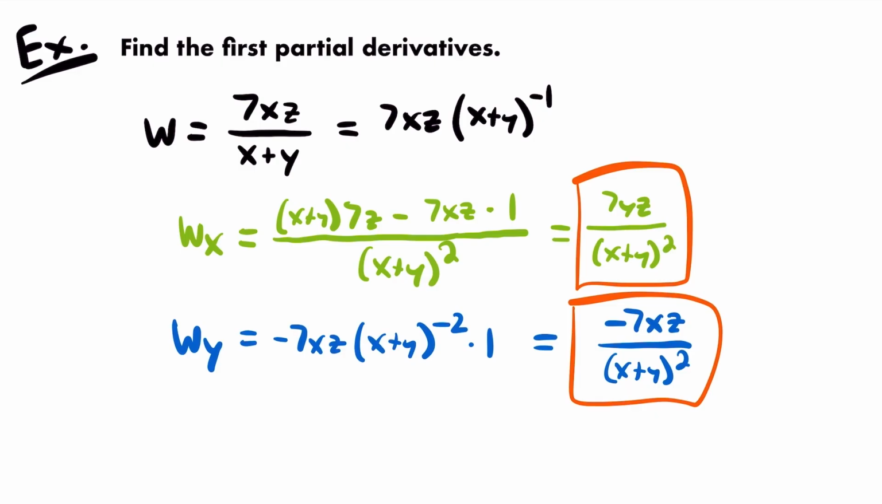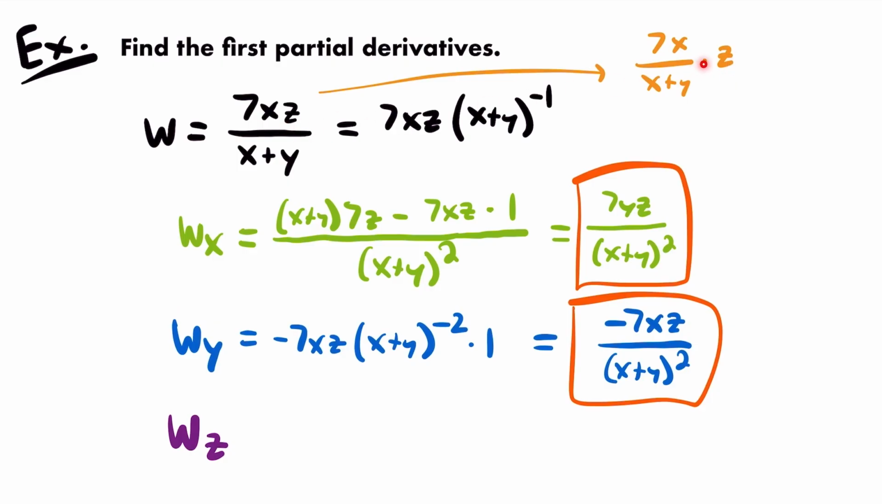Now finally, let's look at w_z, or the partial derivative with respect to z of this function. And this is probably the easiest one, because where are the z's in this function? Well, there's only one of them, and it's right here in the numerator. So everything else, the 7, the x's, and the y, are all constants, right? Here's how you can think of this function. It would be 7x divided by (x + y) times z, right?